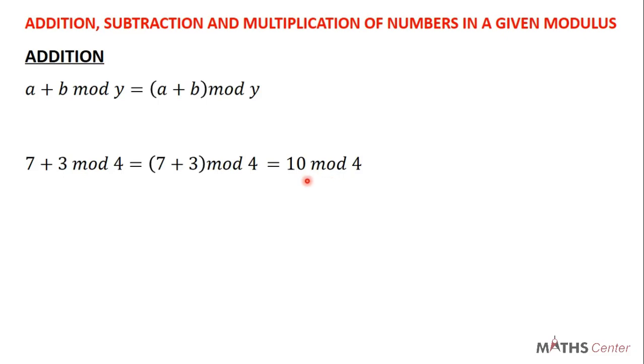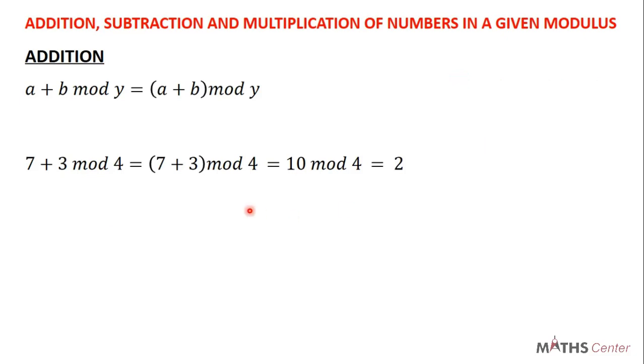We have learned how to find the value of a number in a given modulus. We learned that if the number is greater than the modulus, then the value of that number in the modulus is the remainder when we divide the number by the modulus. Here, 10 is greater than 4. So the value of 10 in mod 4 is the remainder when we divide 10 by 4. 10 divided by 4 will give us 2 remainder 2. So it means that when we divide 10 by 4, we will get a remainder of 2. So 10 mod 4 is equal to 2, which is the remainder.